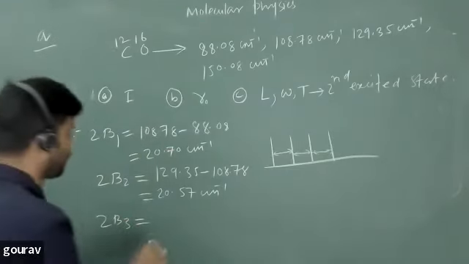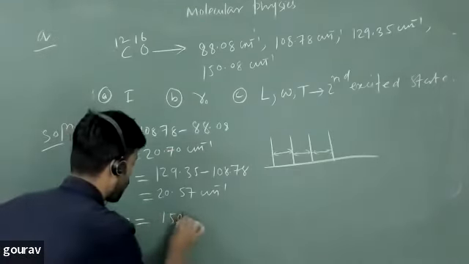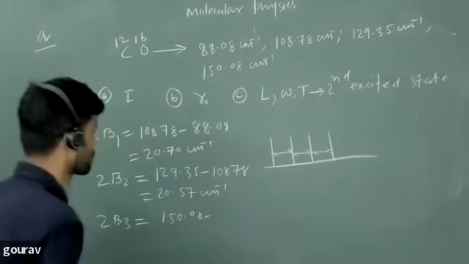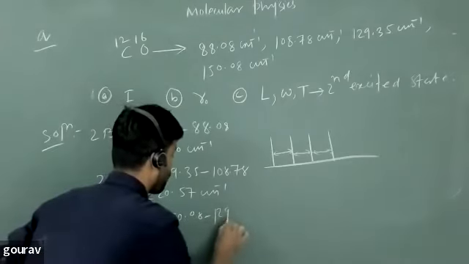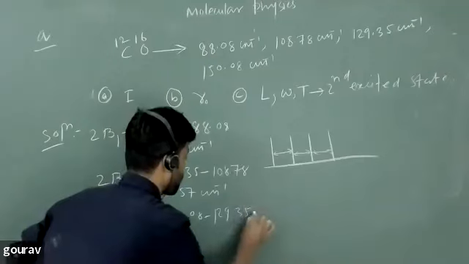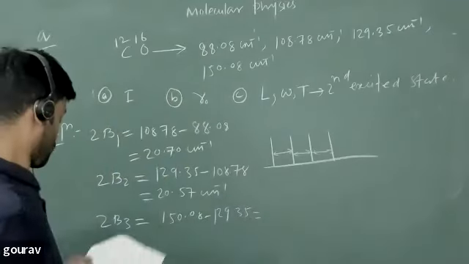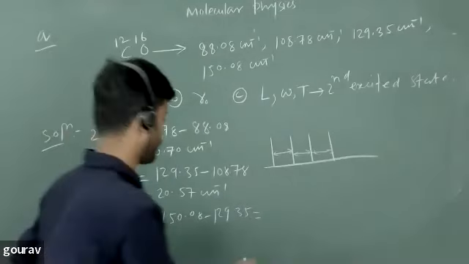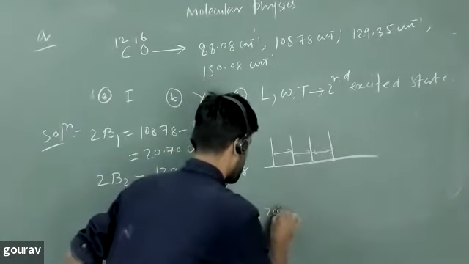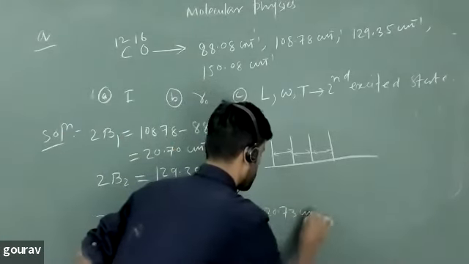Okay, that will be 150.08 minus 129.35. That will provide you 20.73 centimeter inverse.